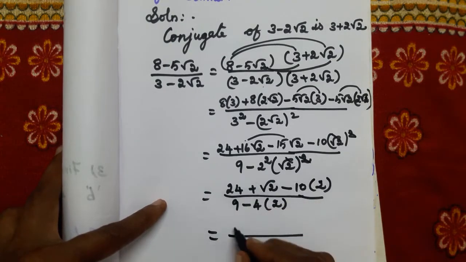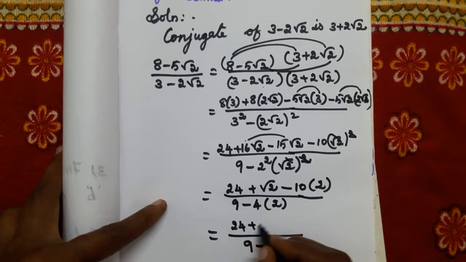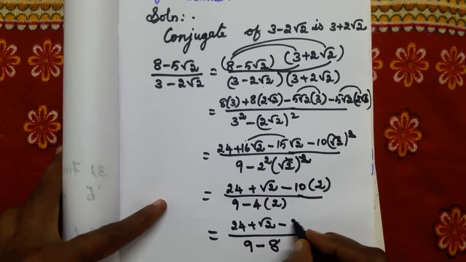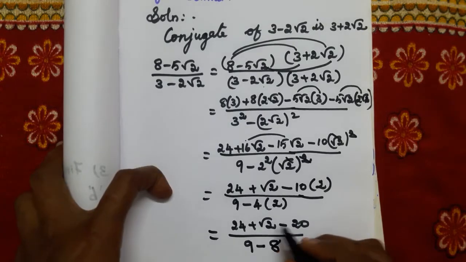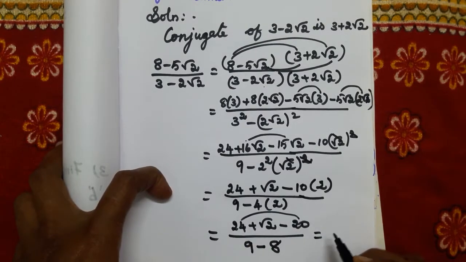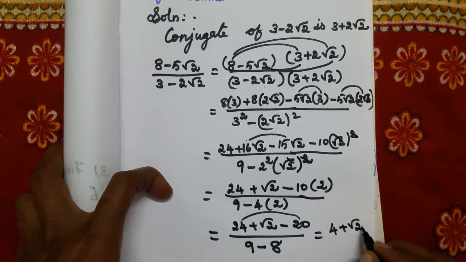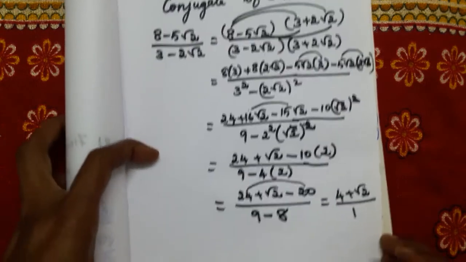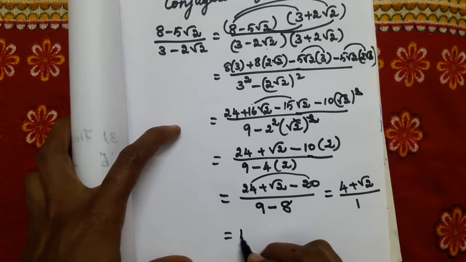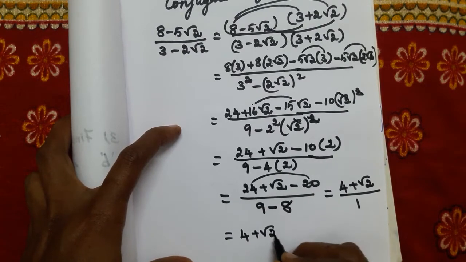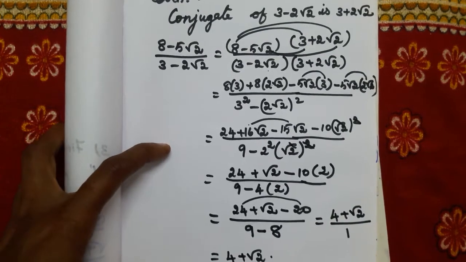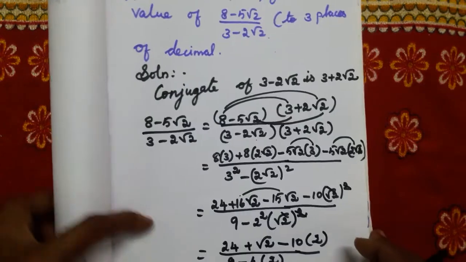What is in the numerator? 24 plus root 2 minus 20. So 24 minus 20 is 4. 4 plus root 2 by 1 is equal to 4 plus root 2. 4 plus root 2 is the answer. Can you able to understand this?